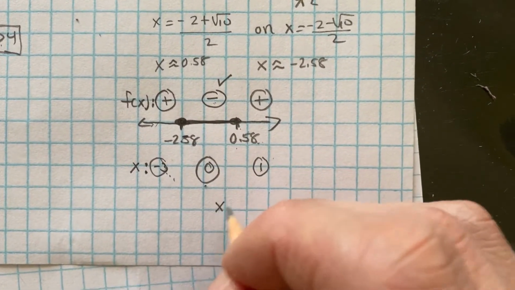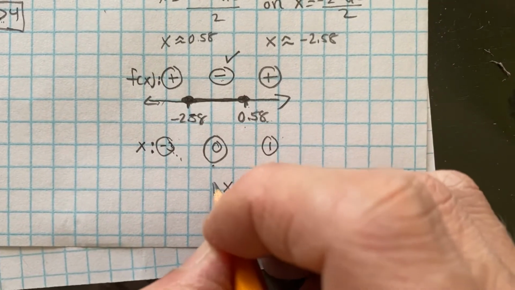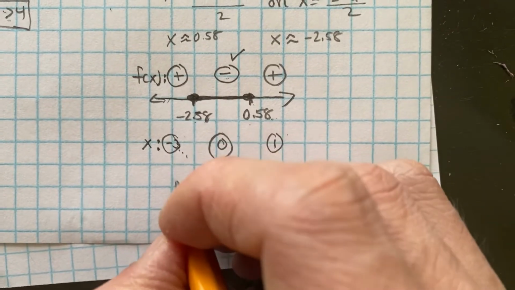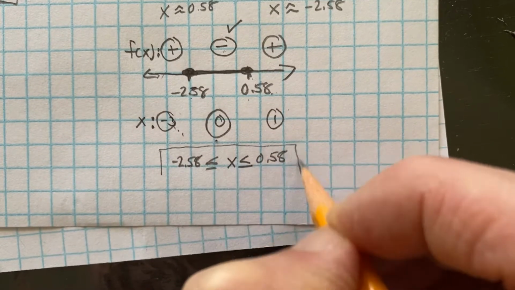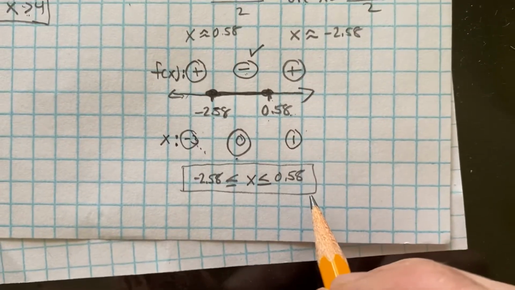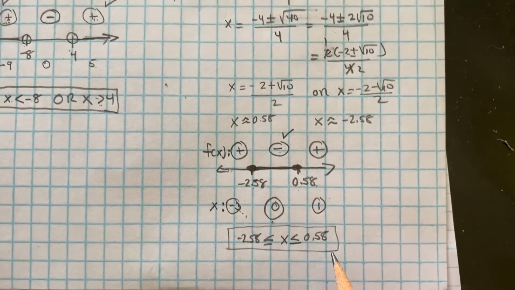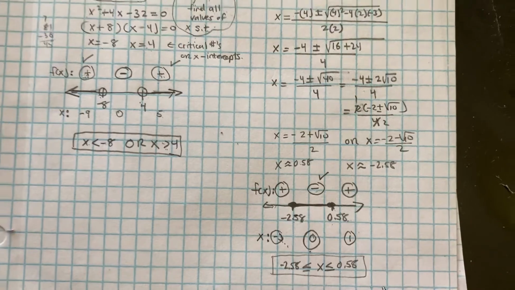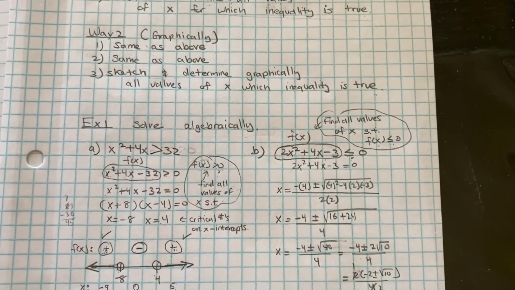So I would write x is greater than or equal to negative 2.58, but less than or equal to 0.58. Okay, so that's how you solve these problems algebraically. It's a little bit tedious in my opinion, because I will show you in way 2 it's a little bit easier to solve graphically.